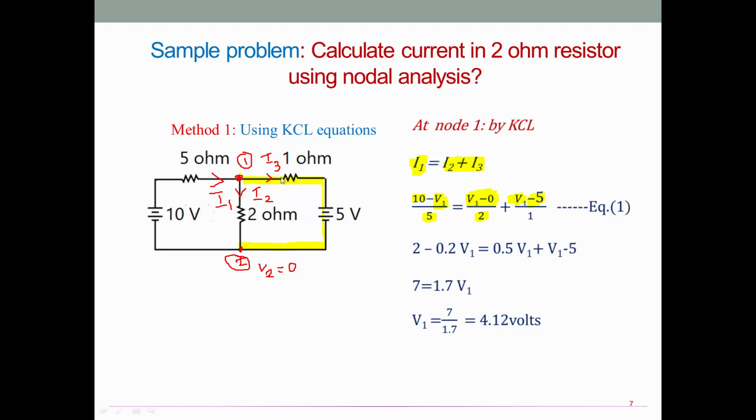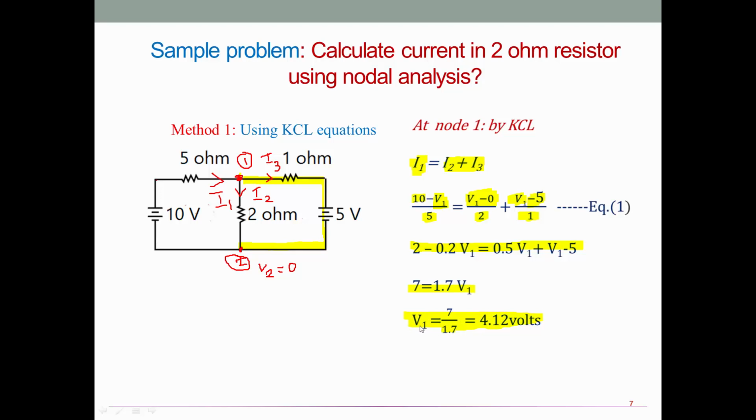Divided by what is the resistance available on this path? 1. So this way we have to write down current in terms of node voltages, and simplify this, we will be finding this equation. Solve this equation for V1. You may get V1 as 4.12 volt.